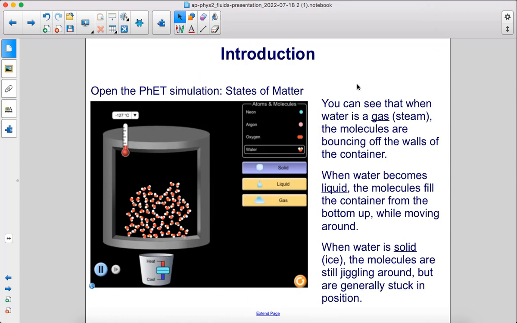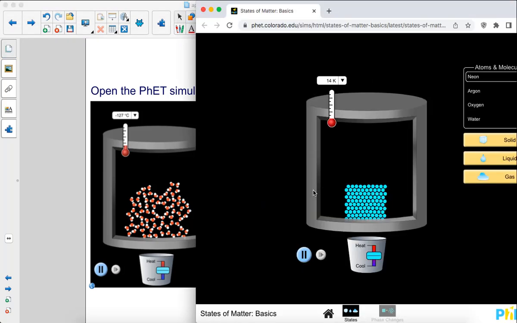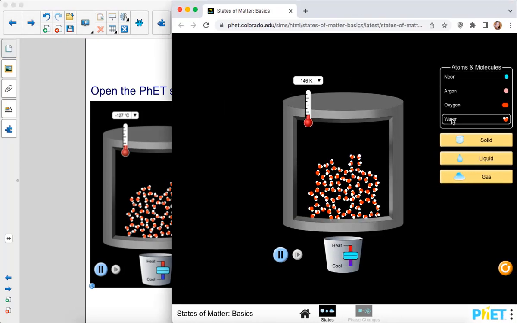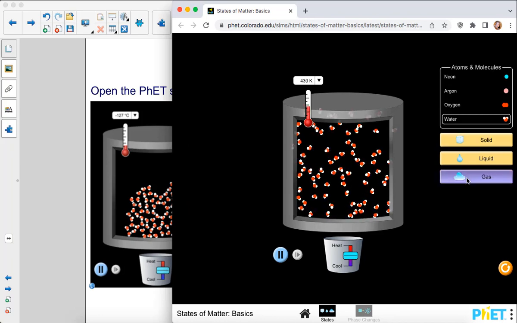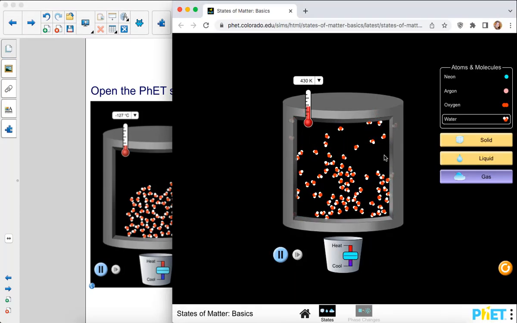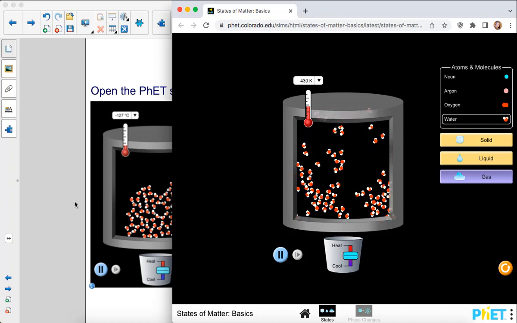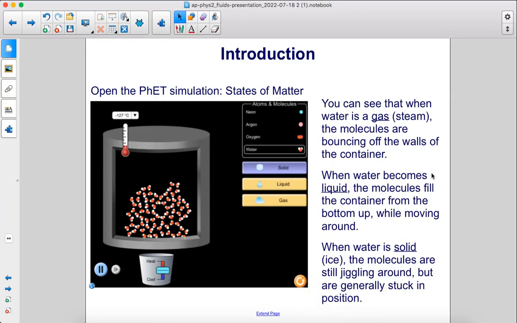Open the PhET simulation States of Matter. All right, so here I have states of matter. I'm going to click states, water, and we'll turn it into a gas first. You can see that when water is a gas, also known as steam, the molecules are bouncing off the walls of the container. So here you can see they're everywhere, bouncing around, constantly moving, filling the entire space. When water becomes liquid, the molecules fill the container from the bottom up while moving around.